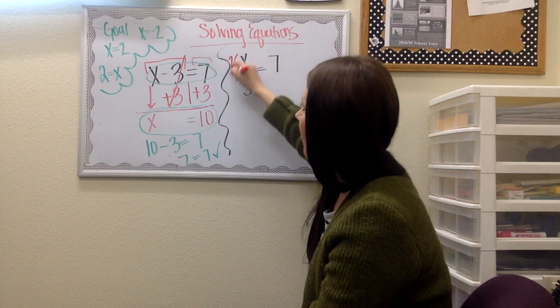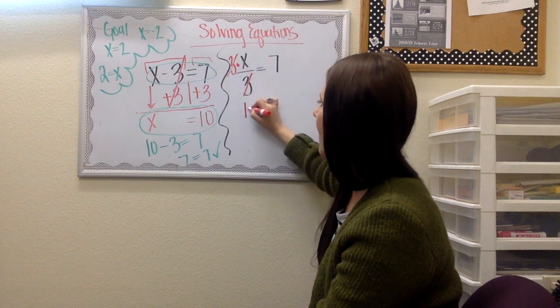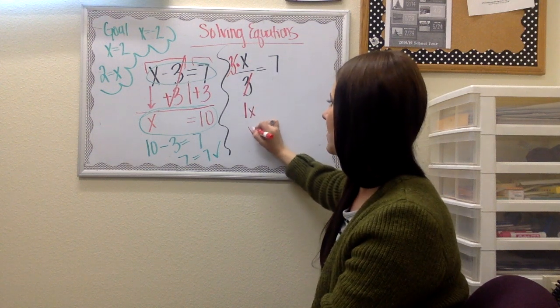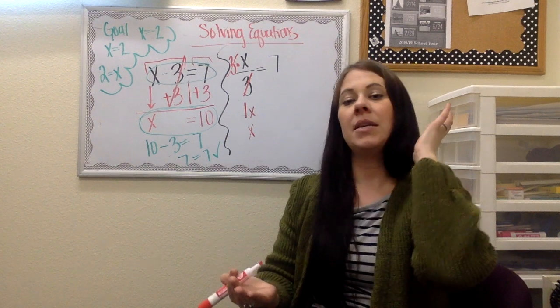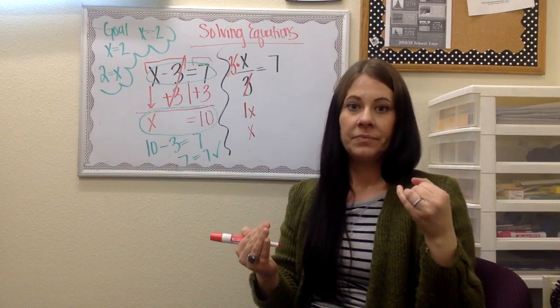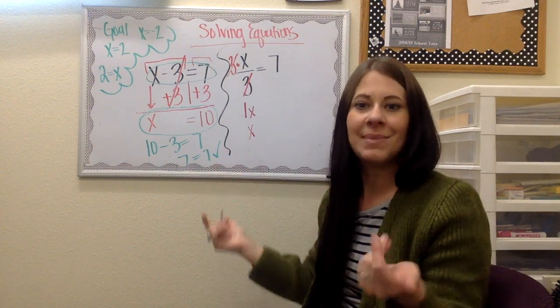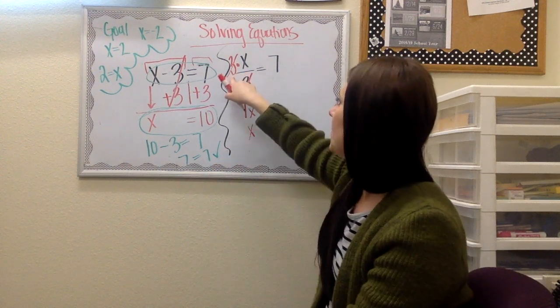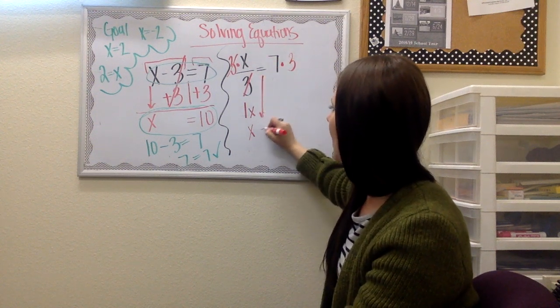Because when I do that, 3 over 3 leaves me 1 and an x, and we know 1x is really just x. So another way of thinking of it is the 3's cancel each other out. Okay, they don't cancel to 0, they cancel to 1, but we know 1x means x. And if I do it to one side, I do it to the other. I keep my equal sign.